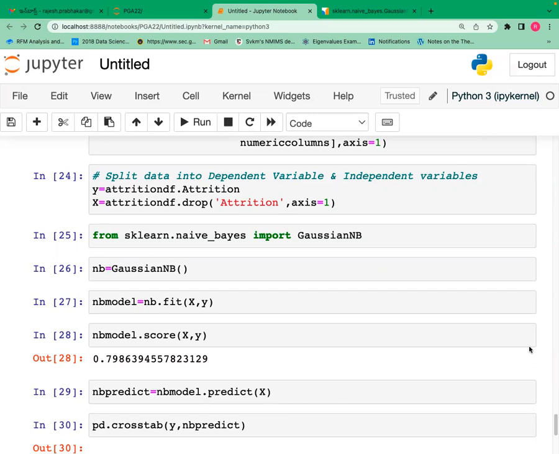Pardon? Prediction is on independent variables, yes. You cannot predict on the dependent variable. It has to be on independent variables only.